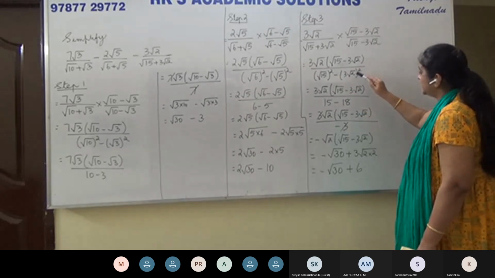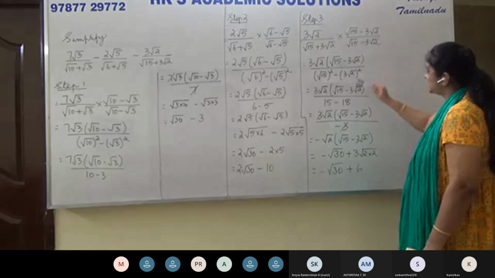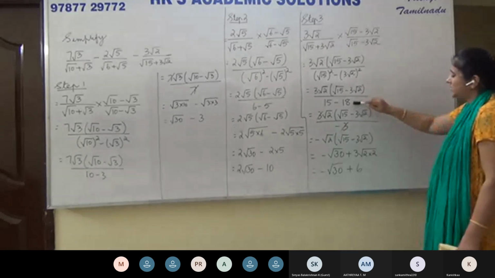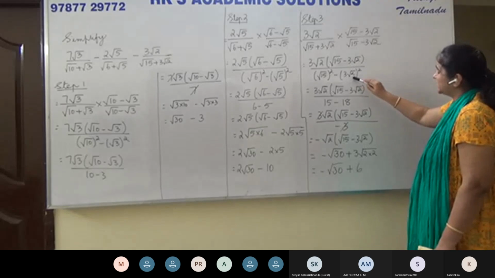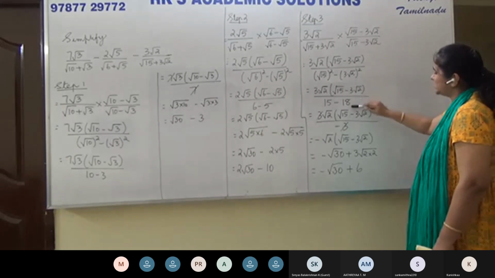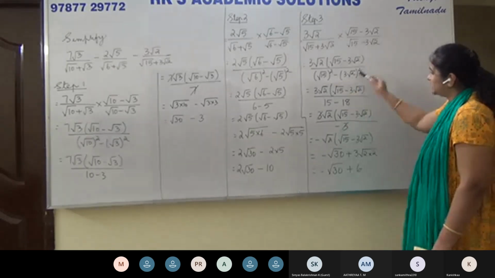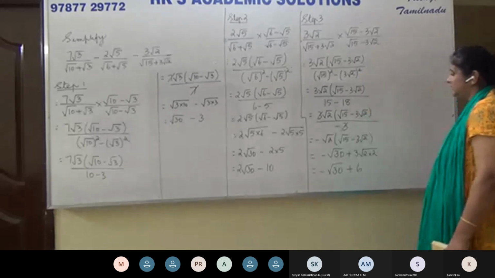So 3 squared is 9. Root 2 squared is 2. 9 2s are 18. So be careful. 3 squared is 9. Root 2 into root 2 is 2. 9 2s are 18. So 15 minus 18, which is minus 3.